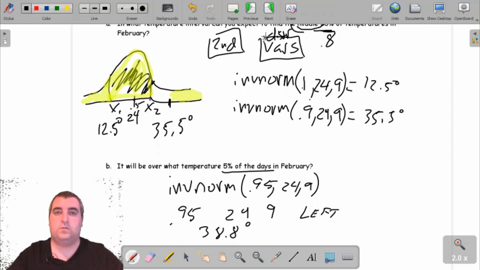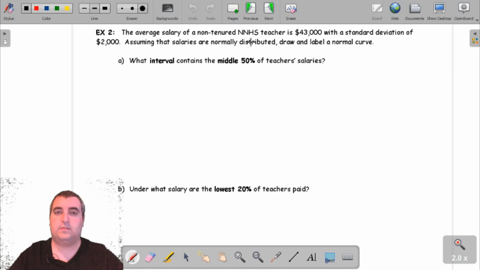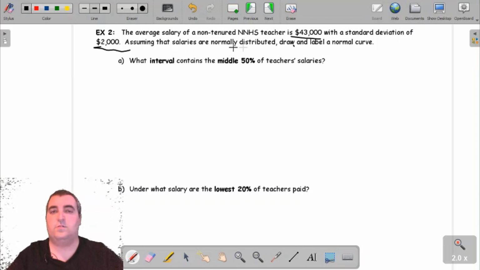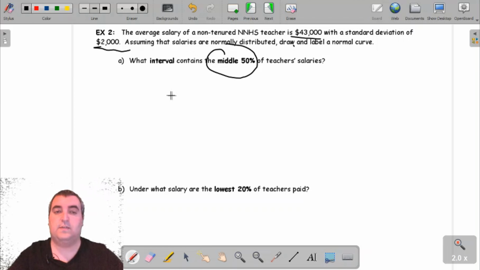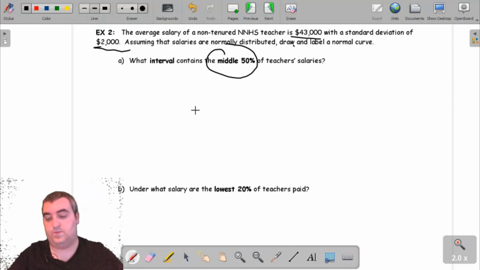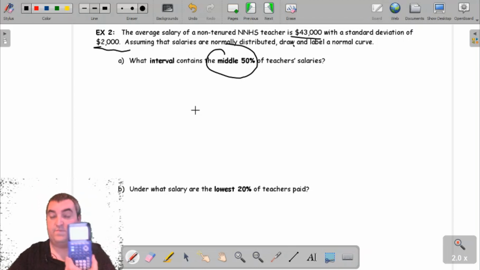Okay, so let's do one more example together, and then I'll leave it at that. So here, the average salary of a non-tenured teacher is $43,000. Okay, so that's our mean, and then they tell us our standard deviation is 2,000. We're assuming normality, so we could draw and label the normal curve, but now we're looking for the middle 50%.